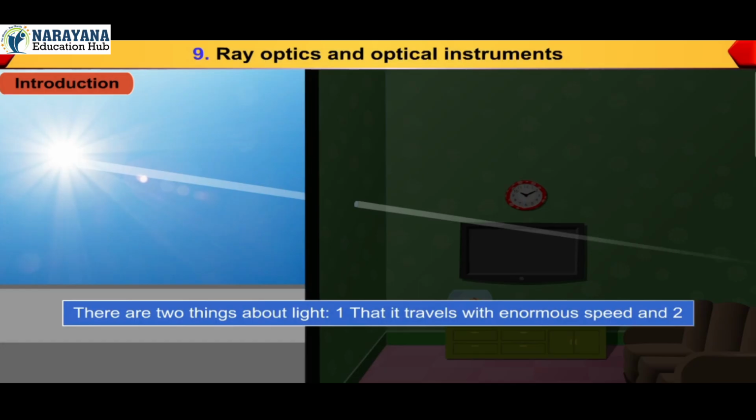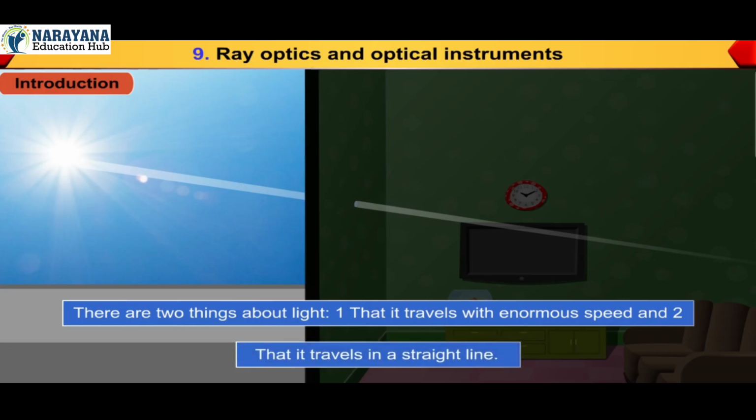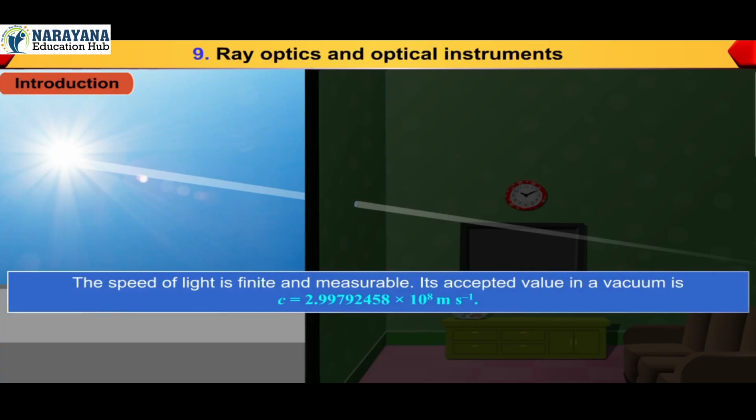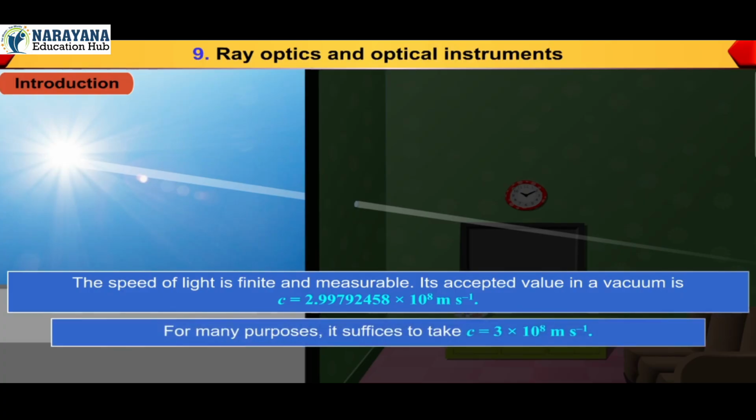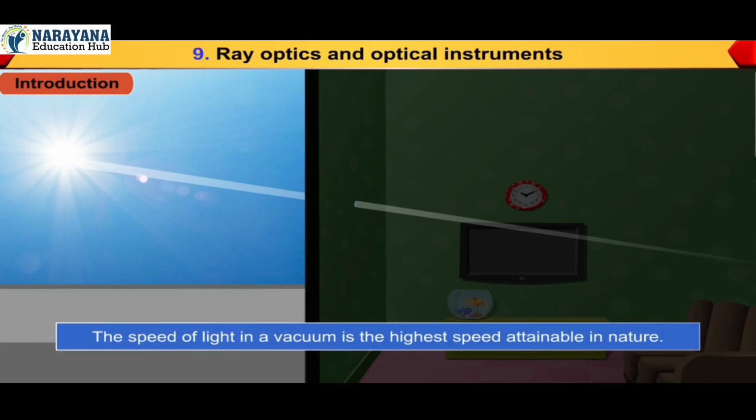There are two things about light. One, that it travels with enormous speed, and two, that it travels in a straight line. The speed of light is finite and measurable. Its accepted value in a vacuum is c = 2.99792458 × 10^8 meter per second. For many purposes, it suffices to take c = 3 × 10^8 meter per second. The speed of light in a vacuum is the highest speed attainable in nature.